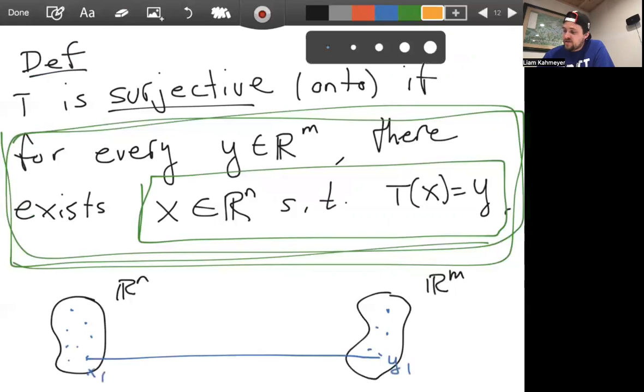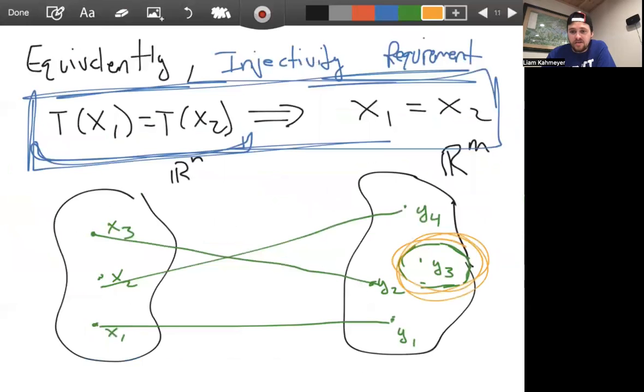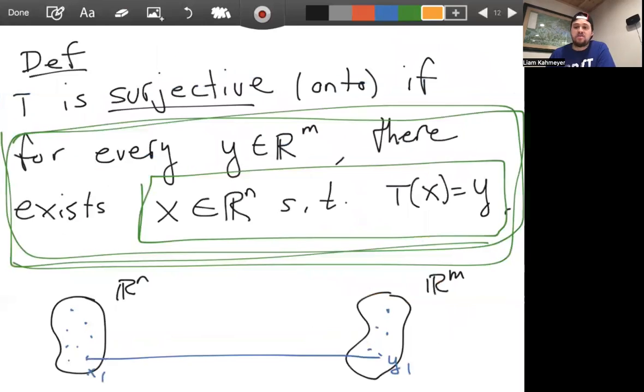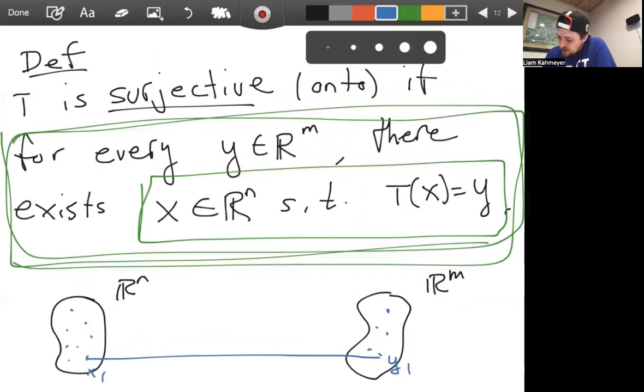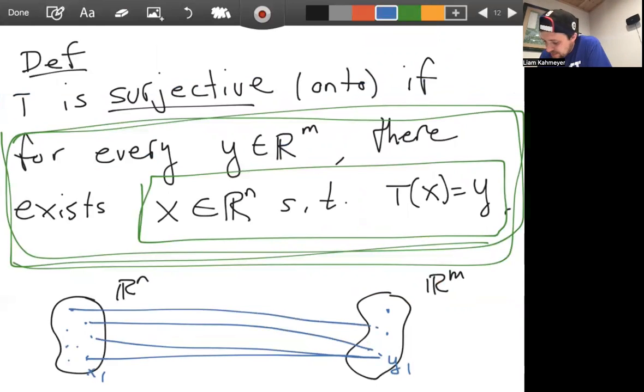When we were looking at injectivity, we had something that wasn't mapped to, and it could still be injective. Now for surjectivity, everything has to be mapped to, but it doesn't have to be one-to-one, right? So you could have 2 points mapping to the same point, that's fine. As long as every point is mapped to, it doesn't have to be mapped to uniquely. It just has to be mapped to.